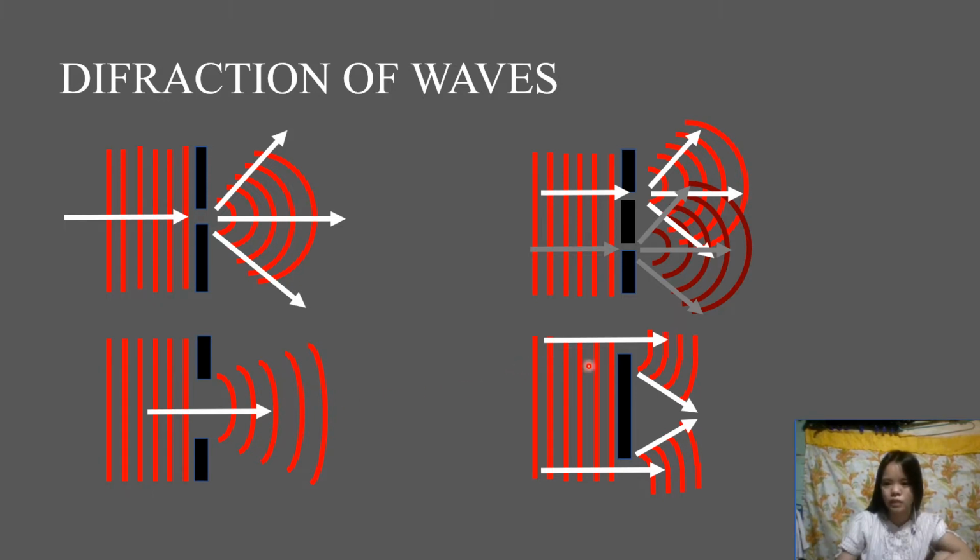So last is when the barrier is longer than the wavelength. The wave doesn't bend that much. So as you can see here, here are the parallel waves, and then here's the wall, but it doesn't break. It didn't bend that much.